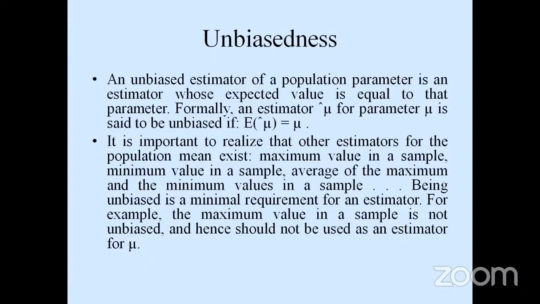So it is very simple to understand. Whatever the expected value of that particular parameter, if it is equal to the original value, then it is said to be an unbiased estimator. Generally this particular equation only holds good for unbiasedness.